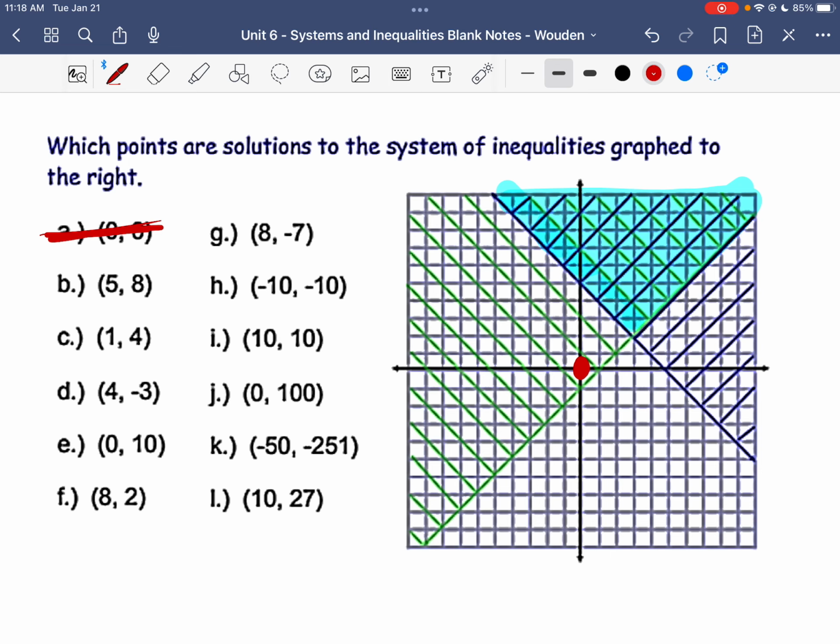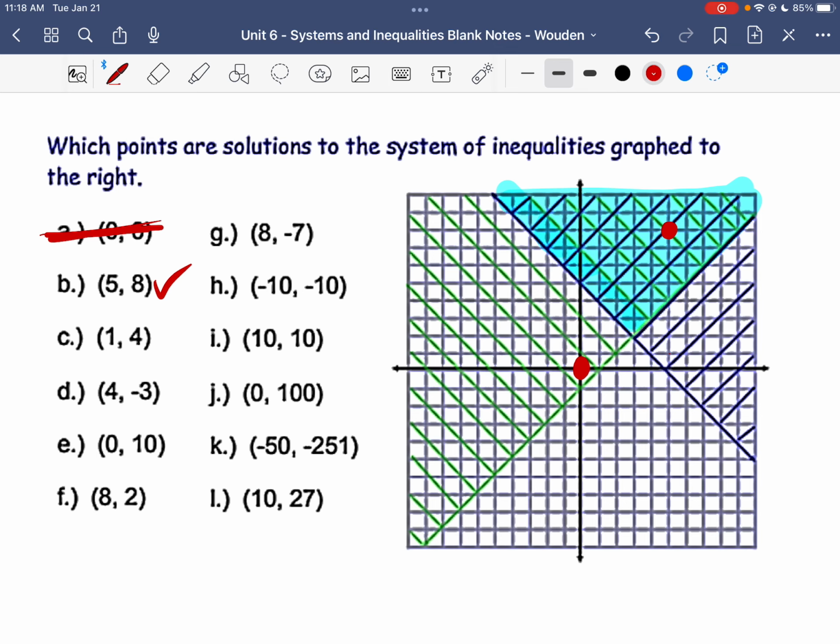Let's go to (5, 8). You go to the right 5 and up 8. 1, 2, 3, 4, 5, 6, 7, 8. Okay, is that point in my shared shaded area? Yes, it is. So that means that that point is a solution.